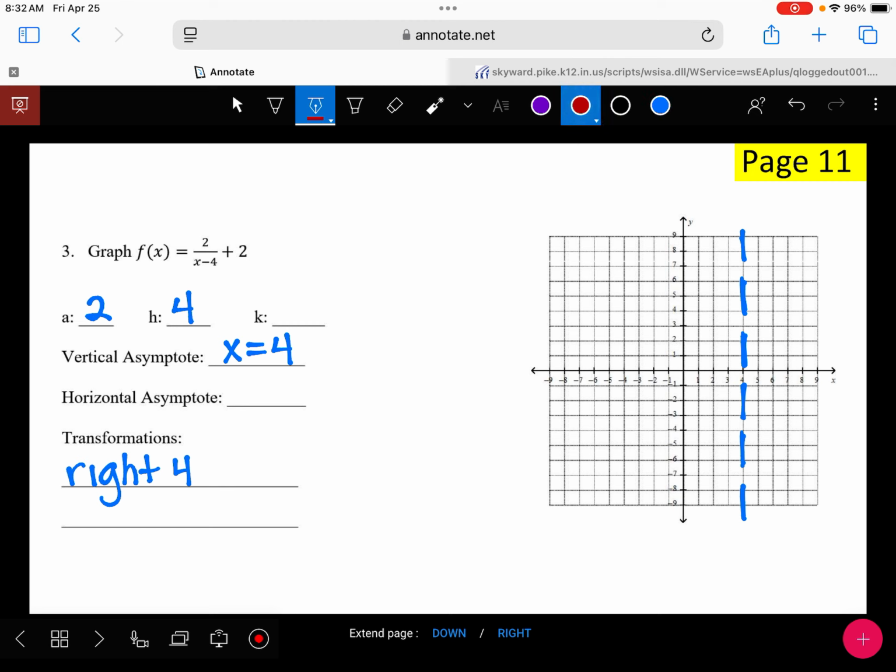And then your K value, what is K? What'd you say, Juan? Positive 2? Yep, K is positive 2, so that means it's going to do what? What is that going to make the graph do? Go up 2, and you're going to draw in a horizontal asymptote at y equals 2.